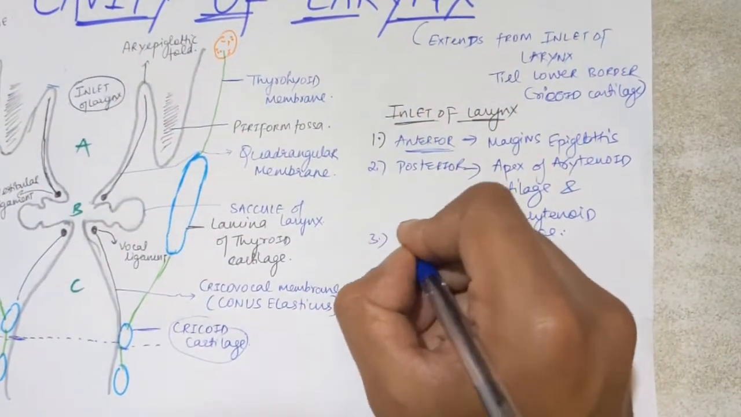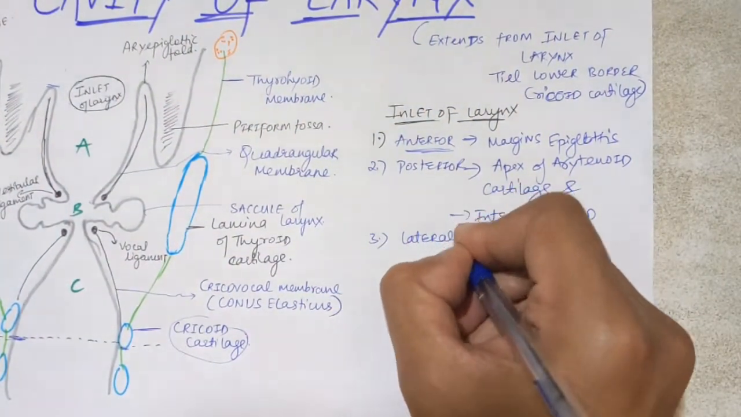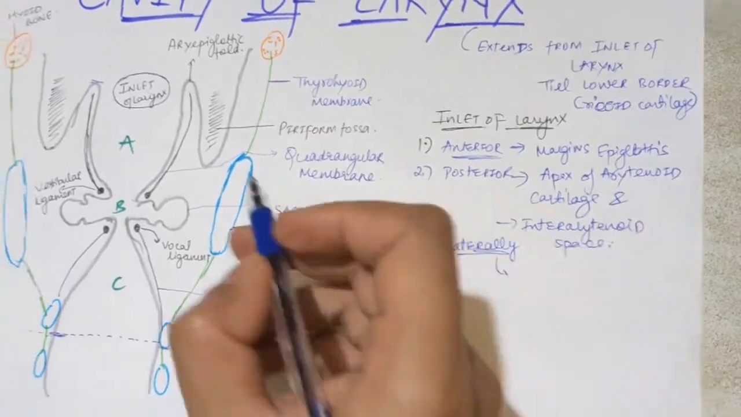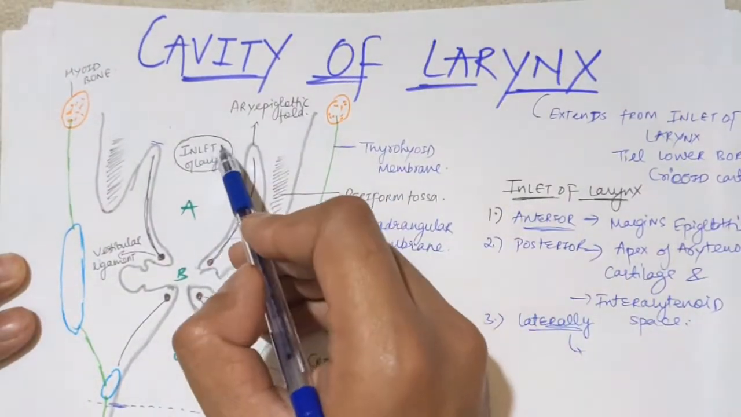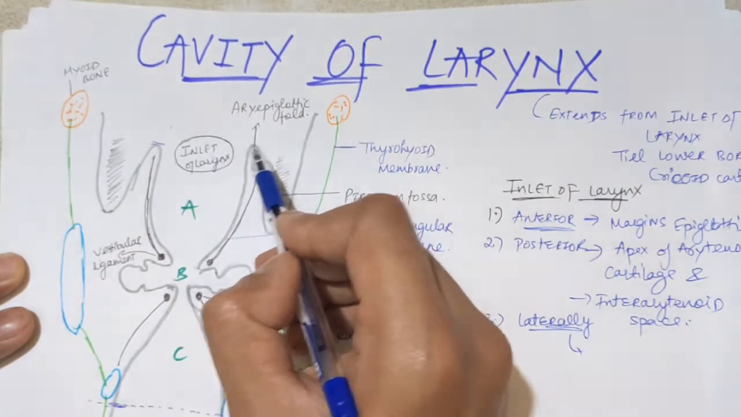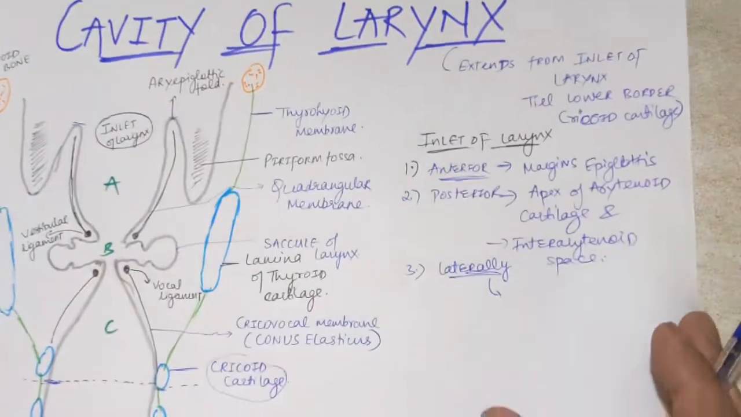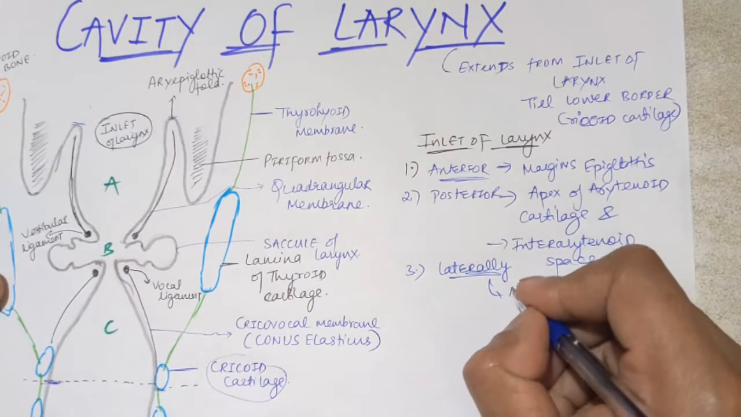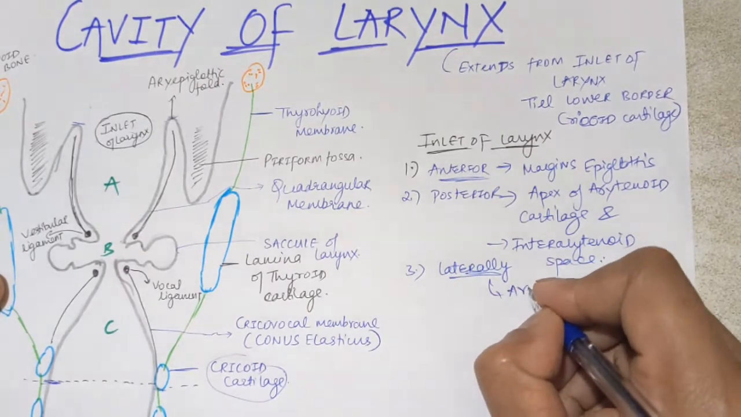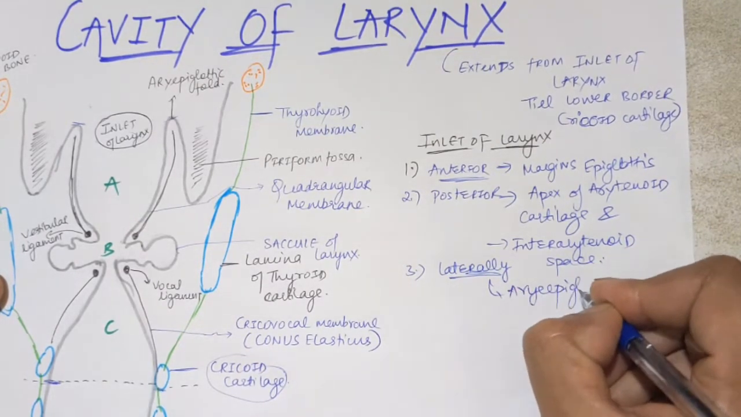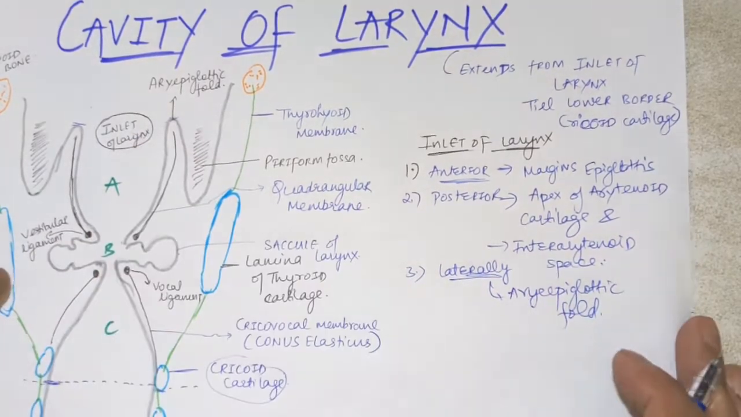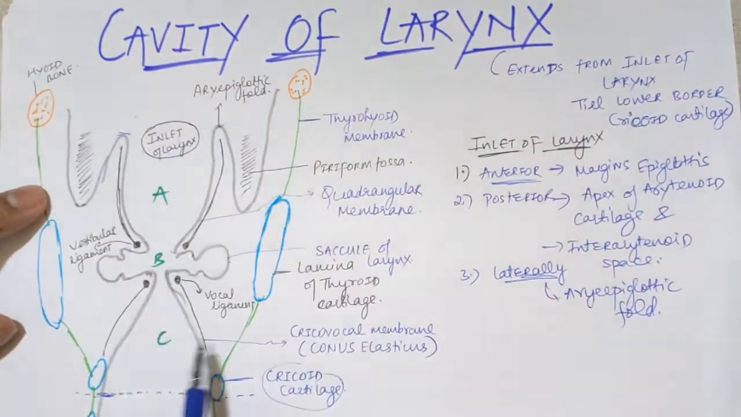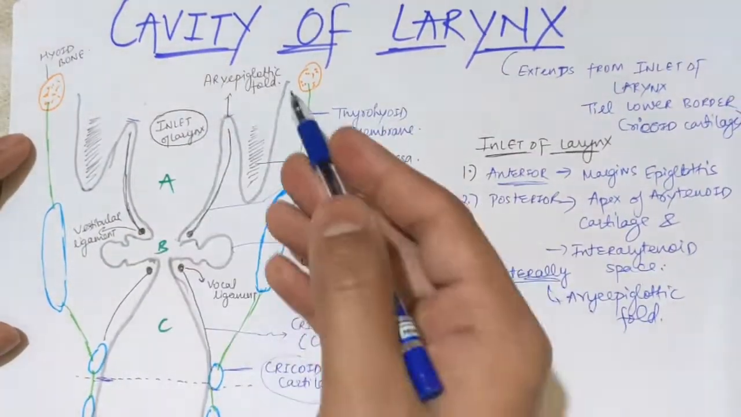And third, what will be present on each side, or laterally on both sides? Laterally you can see this is your aryepiglottic fold, this part is your aryepiglottic fold. So the aryepiglottic fold will be present on the lateral side of your inlet of larynx. So these are the cavity of larynx and its different parts.